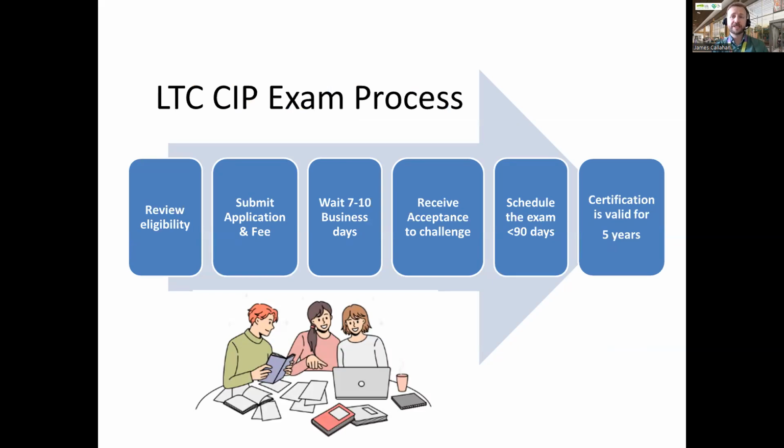So how do you obtain this certification? First, you have to review the eligibility, and then you submit your application and fee. CBIC typically takes 7 to 10 business days to get back to approve your application for the exam or not. And at that time, you'll receive acceptance to challenge. Once you've done that, you have to schedule your exam within 90 days. So my suggestion is do not apply or register for the exam until you know you're ready to write within the next 3 months. After that, your certification, if you successfully challenge the exam, will be for 5 years.